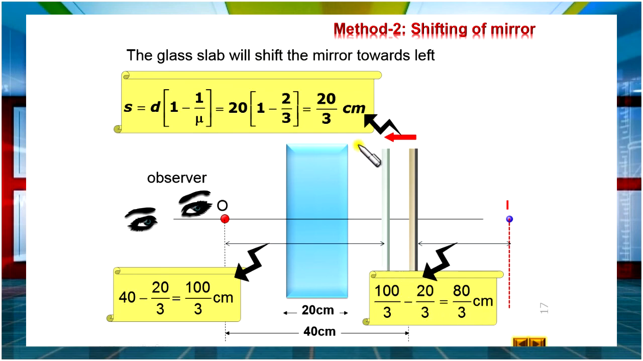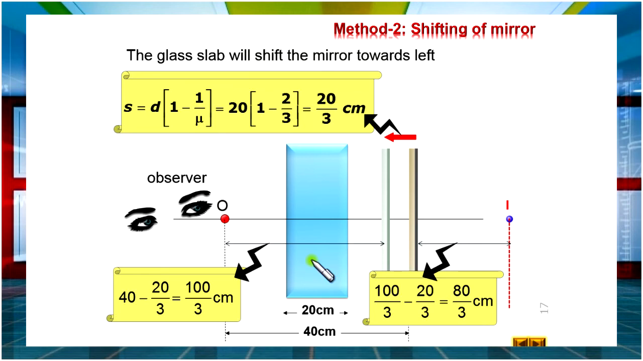So this is the second method, that is the shifting of the mirror. Here we travel the ray in the right to left direction. If we travel the ray in the leftward direction, it will interact with the slab once only. That means we need to consider the shifting only once, while when we considered the ray traveling from left to right, we considered shifting twice. So this method takes fewer steps in comparison to the previous method.